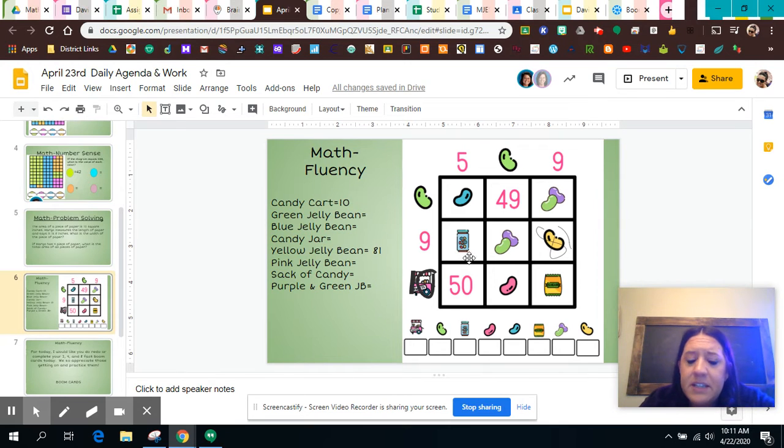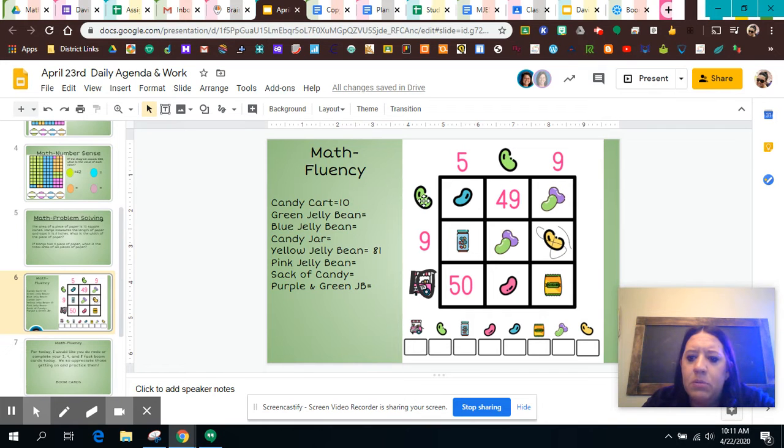So now that I know that is 10, I can start to multiply. So 10 multiplied by this green jelly bean would give me my pink jelly bean. And then 10 multiplied by 9 will give you your candy sack. So I'm going to leave that one. I think you guys can figure out that candy sack one. But I will help you figure out these green jelly beans.